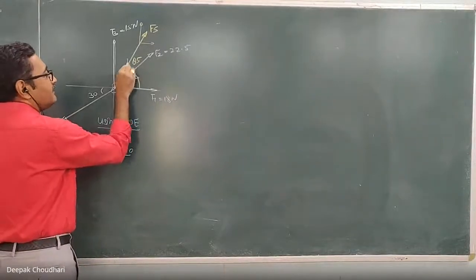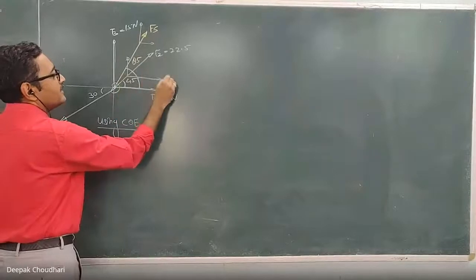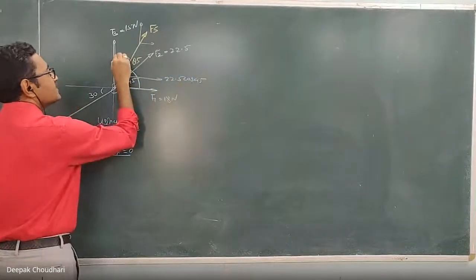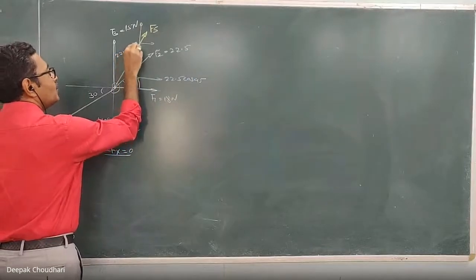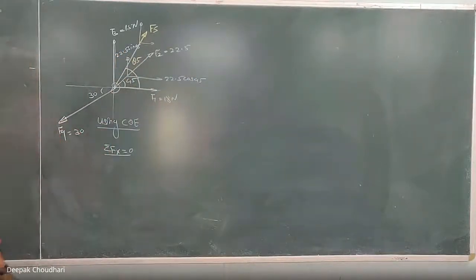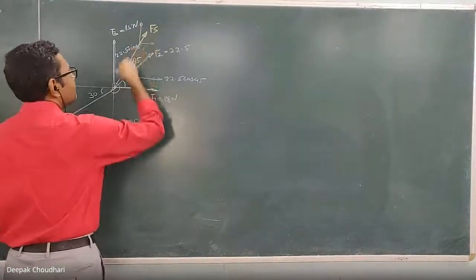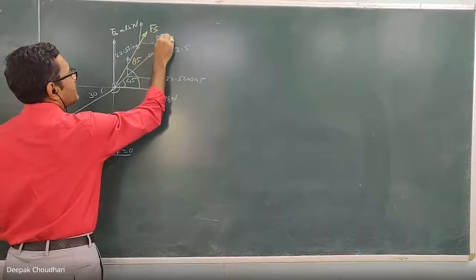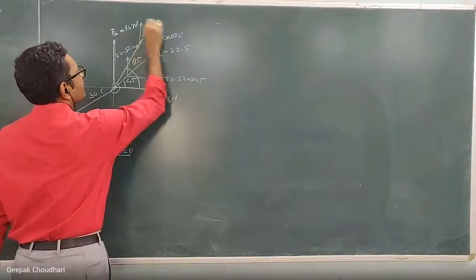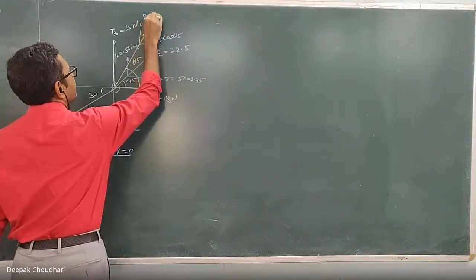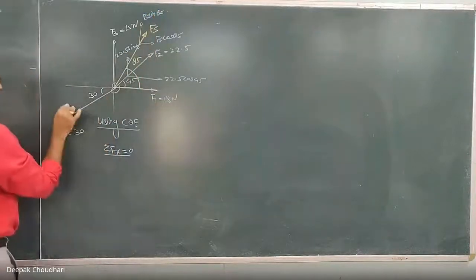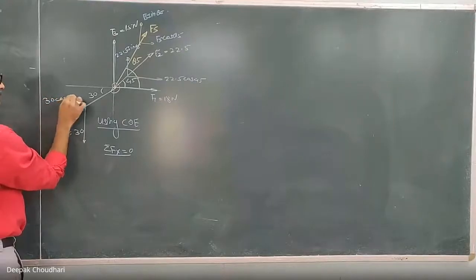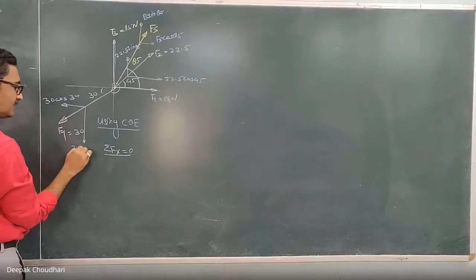Let's resolve F2 and F5 also into 2 components. This component is 22.5 cos 45 and this is 22.5 sin 45. I hope that all of you are comfortable with this resolution. The fifth force, its magnitude is F5 and inclination with horizontal is theta phi. So horizontal component is F5 cos theta phi, and this is F5 sin theta phi. Let's resolve this F4 also into 2 components. It is 30 cos 30 and 30 sin 30.